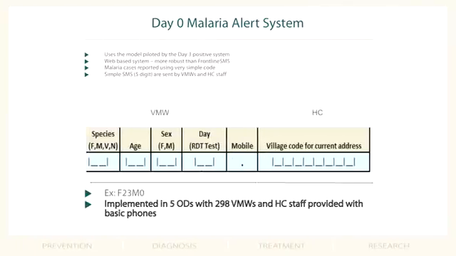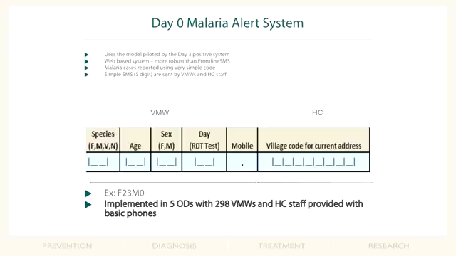And for the code, when the user talks to the system, we design it very simple, because the user is a VMW, village malaria worker, with limited knowledge. That's why we try to design the code very simple for them to report to us. So the code has 5 digits, and it is supposed to be sent by VMWs and health center staff.